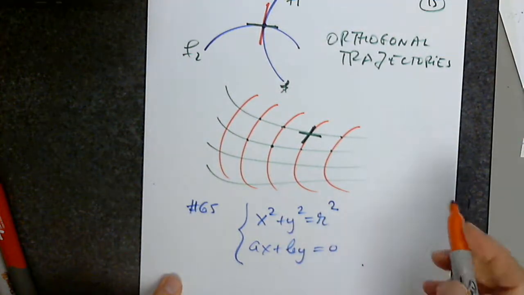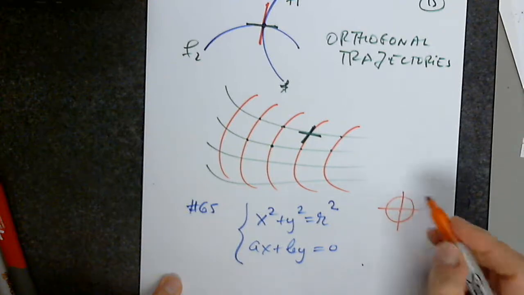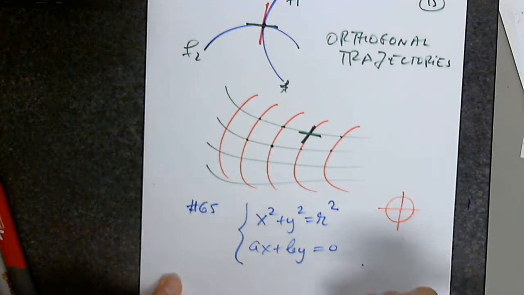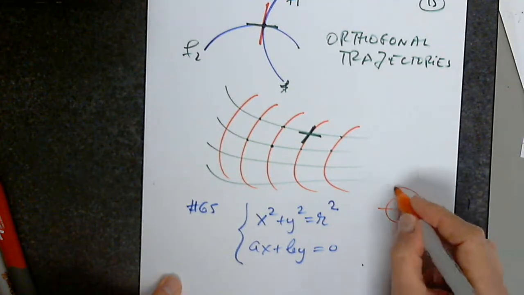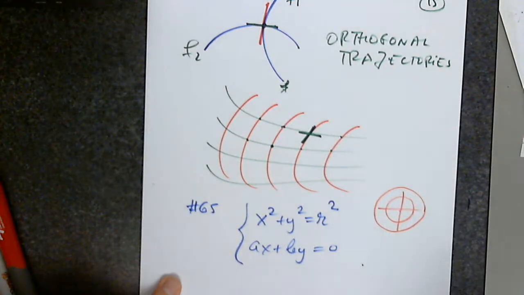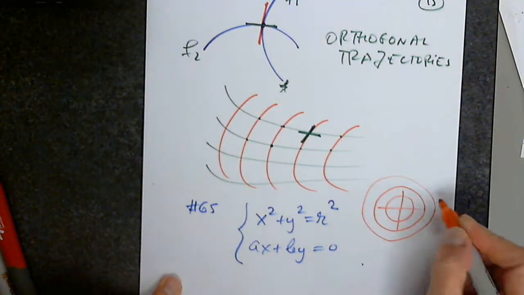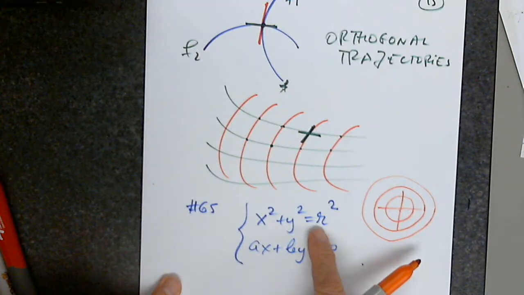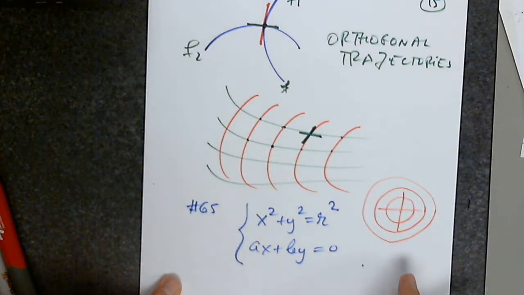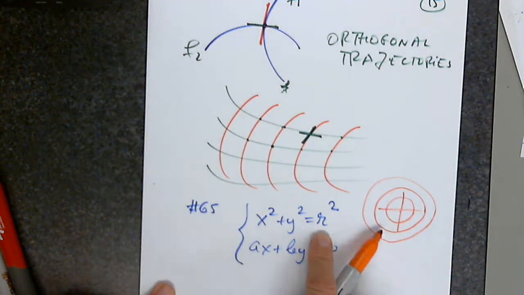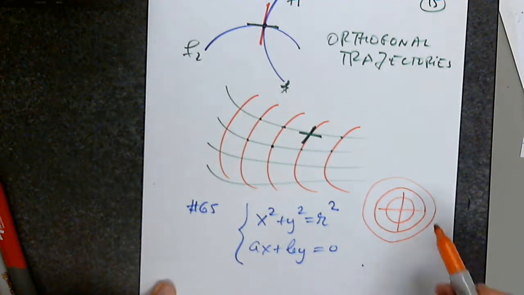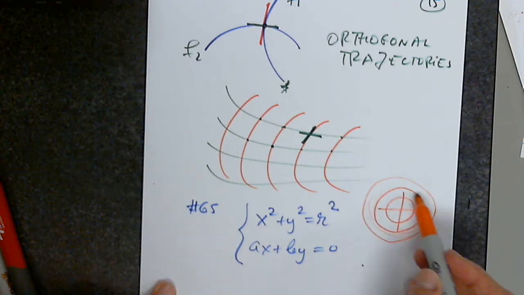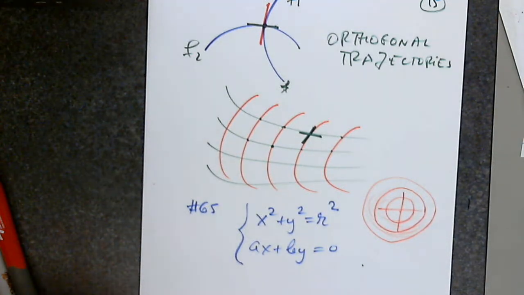So if r is 1, this will be the circle. If r is 4, this will be the circle. If r is 9, this will be the circle. And you see it's a family of curves. For every r, I get a different circle. I picked integers that I could take the square root from, but it doesn't matter. They can be any r.